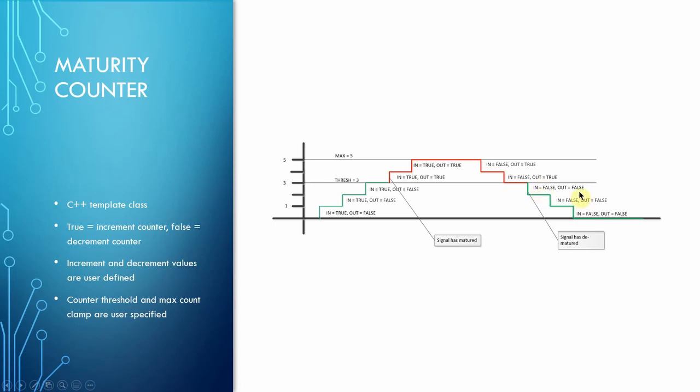And then if the condition disappears, as you call the counter and pass in a false, meaning the condition is no longer there, it's going to decrement until it crosses the threshold. And during that time, it's going to return a true, meaning the condition is still here. And then when it crosses the threshold, it'll start returning a false, meaning that we've dematured. Since the user can define the increment and decrement values, you can use that to either center bias, true bias, or false bias the counter.